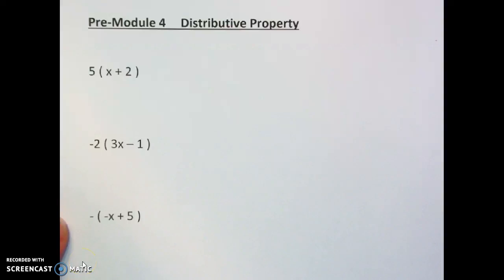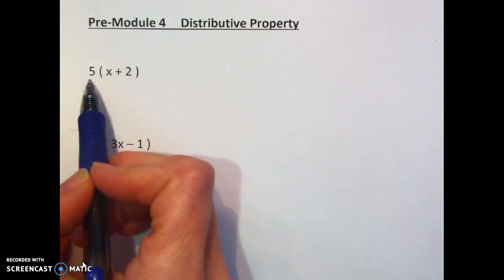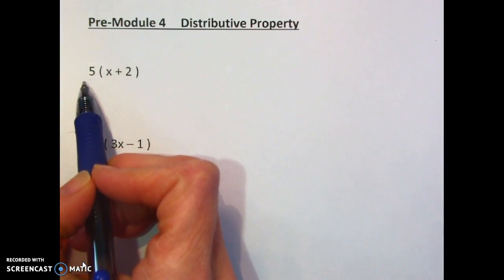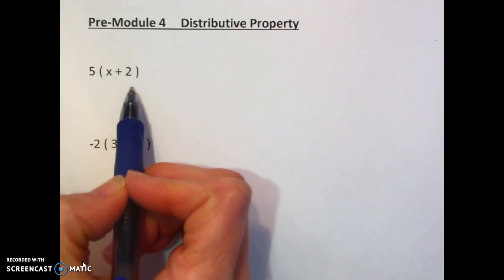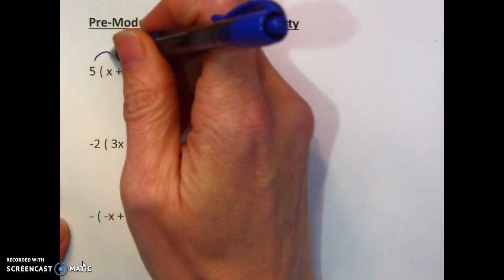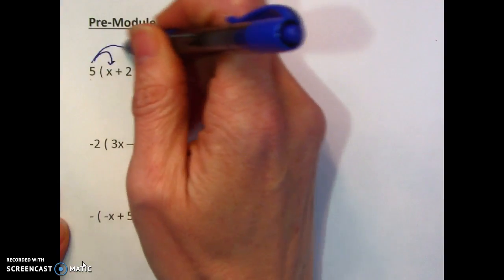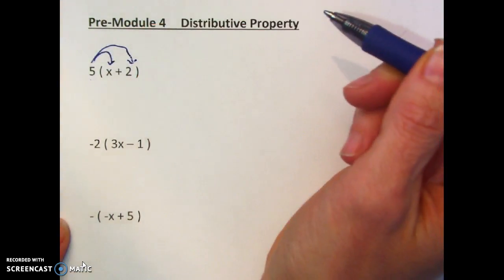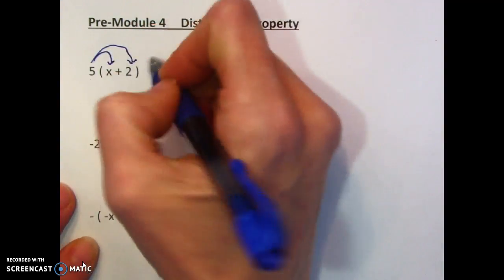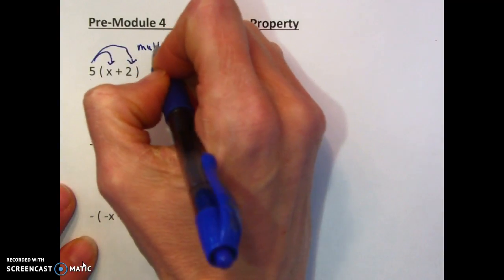Pre-module 4, distributive property. If I hand you a stack of papers and say distribute these, you're handing one out to every person. Distributive property is kind of the same way. What's in front of the parenthesis here needs to be handed out to everything in this parenthesis. So the 5 needs to be handed out to the x, and the 5 needs to be handed out to the 2. The way we do that when we distribute is we multiply.